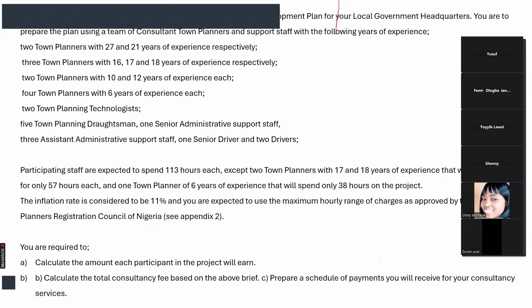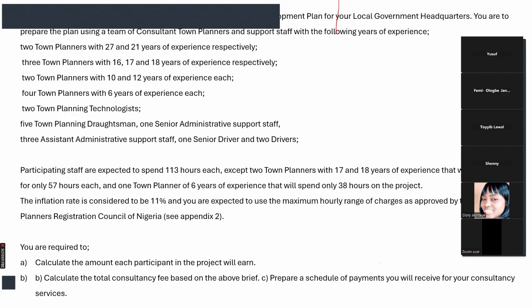Then the last part of the question, they said you are required to, number one, calculate the amount for each participant. Calculate the amount each participant in the project will get. Consultant town planner will get so amount. Graduate town planner will get so amount. Senior town planner will get so amount. Senior driver and driver, admin staff, all of them. You calculate the amount separately. After calculating everything, then you add it.